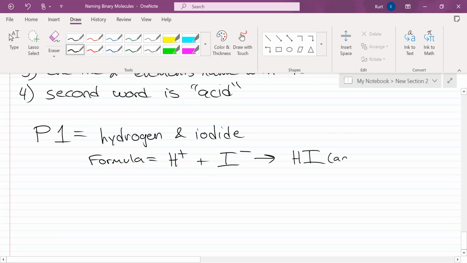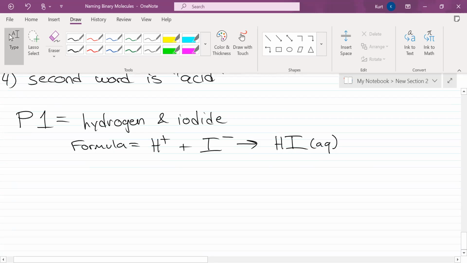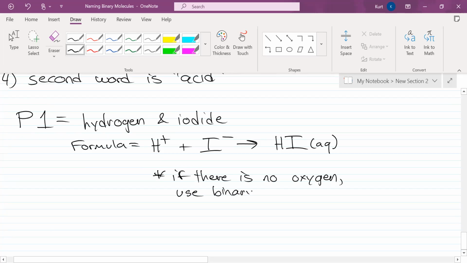Now, if I told you that this is in an aqueous solution, which means that if you put HI into water, it will dissolve, that tells you it's an acid. So first off, guys, do you see any oxygen in this? No. So you're going to name it according to binary acid rules. That should be the dead giveaway. If there is no oxygen, you are to use binary acid rules.